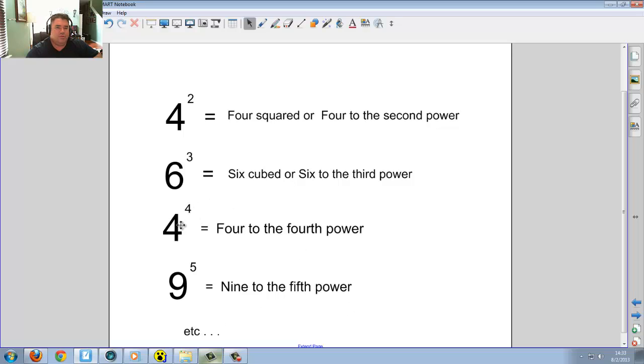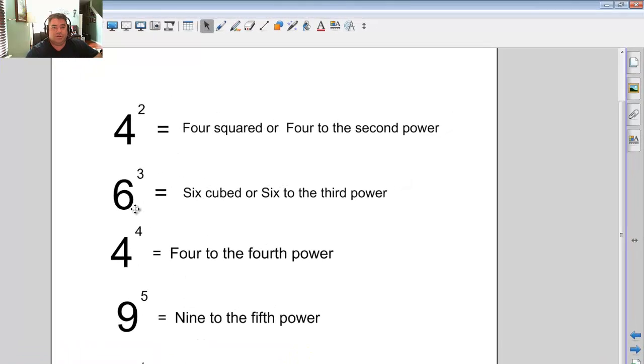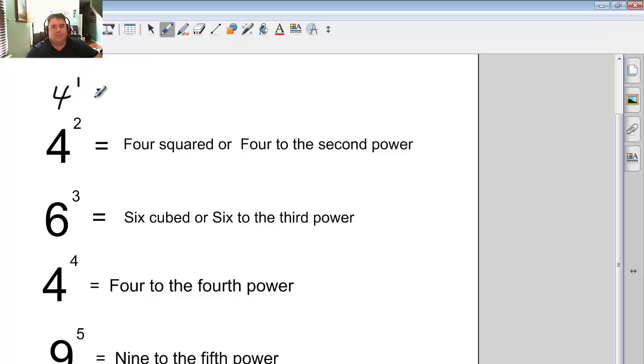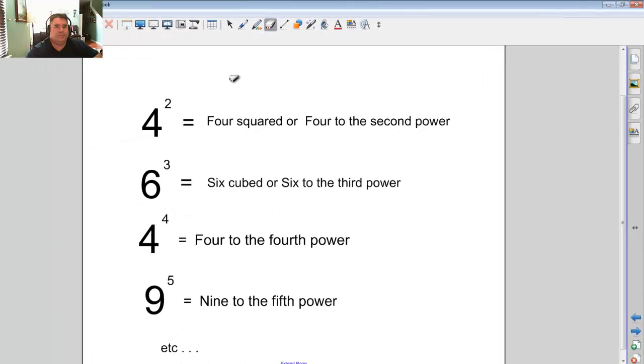So if you have a number in the corner, and it's more than 2 or 3, it's just to the 4th power, 5th power, 6th power, etc. If it's 2, you can say 4 to the second power, or you can just say 4 squared. Or here you can say 6 to the third power, or just 6 cubed. By the way, I didn't include this, but what happens if you have just a 1 in the corner? Well, anything to the first power is itself, so it would just make 4 anyway. So that's why they don't include that.